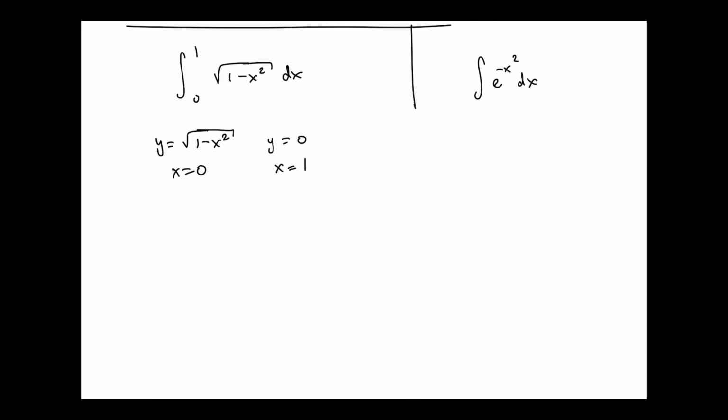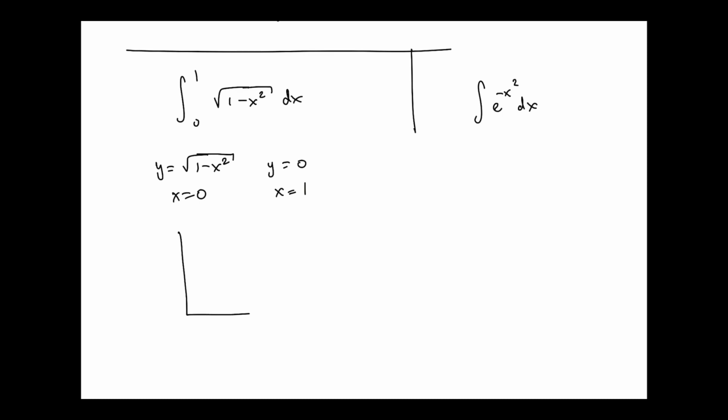Okay, so let's sketch what that looks like. Okay, any ideas as to what kind of curve the square root of 1 minus x squared is? Not off the top of your head? Nah, not quite. If the square root weren't there, it would be a parabola.